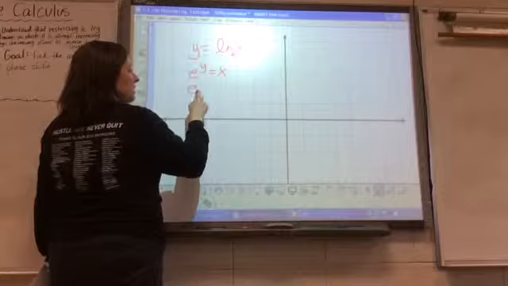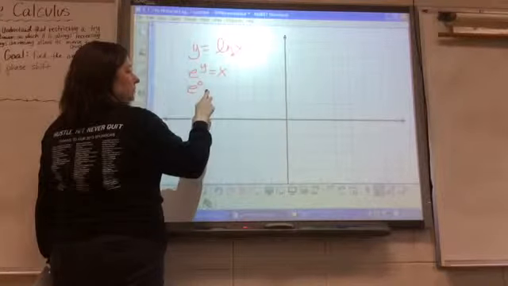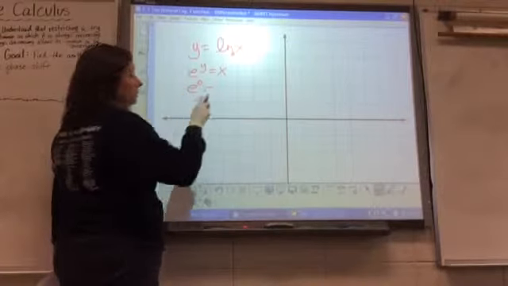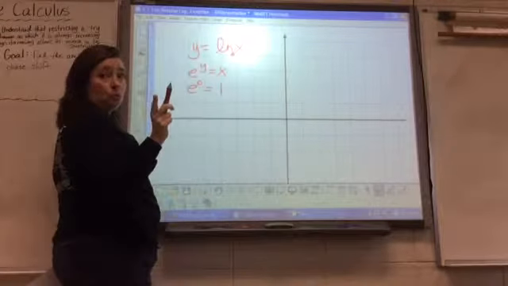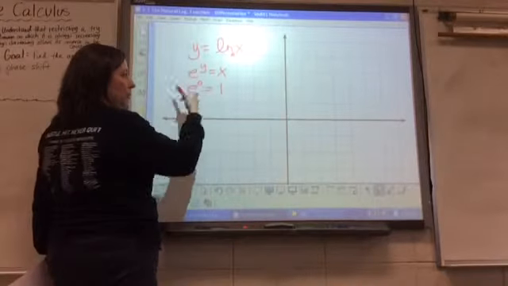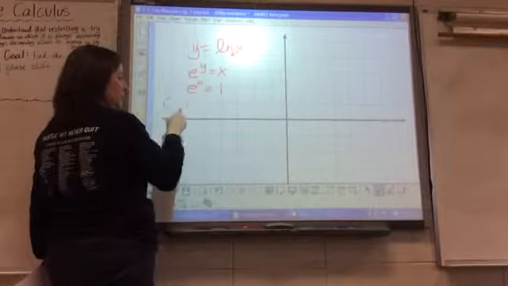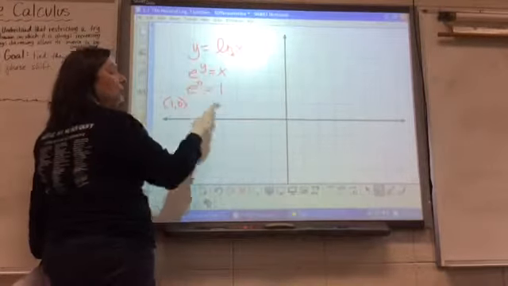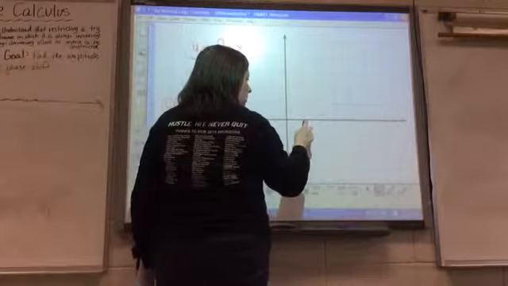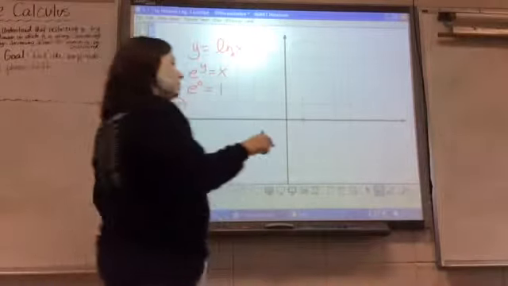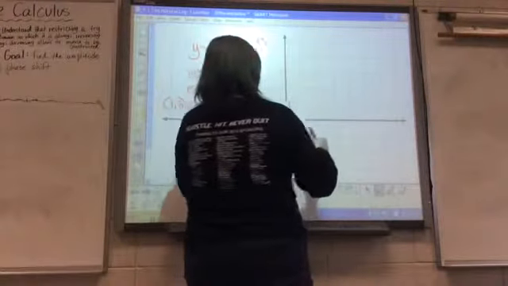What if I said e to the 0? What would that equal? 1. Anything to the 0 is 1. So you've just given me a point on this graph. What point can I take from that? 1, 0. X was 1 and y was 0. Okay, so we have the point 1, 0 on here. Interesting.